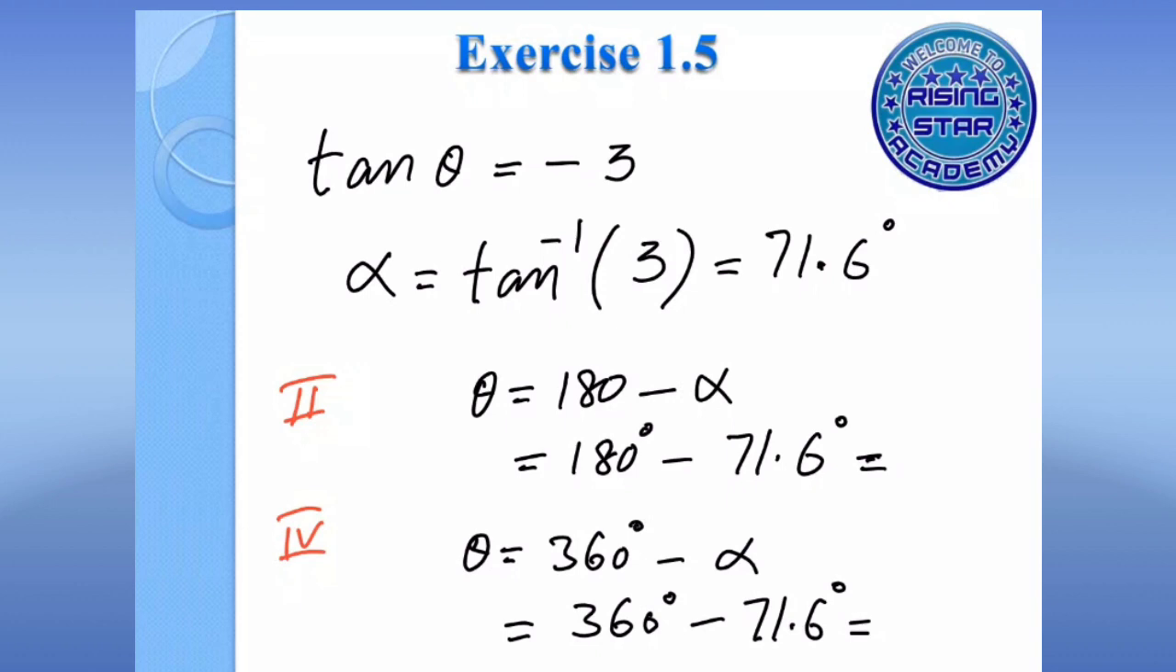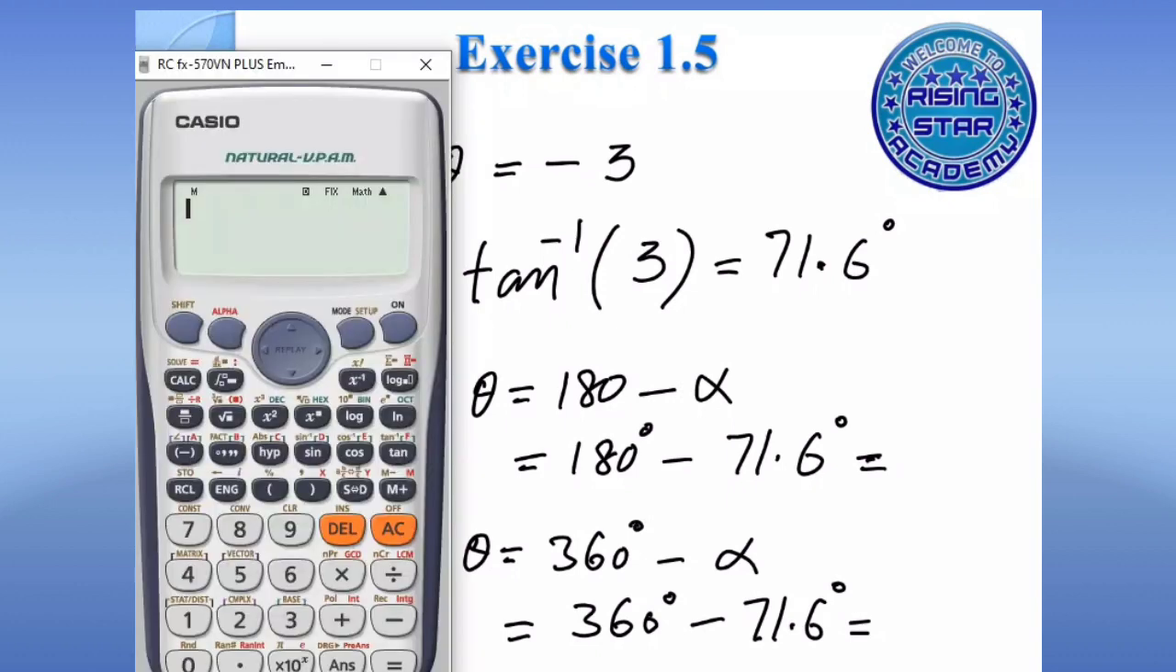So we'll calculate now. So we'll write 180 minus 71.6, and that would be 108.4. And the next one is 360 minus 71.6, that would become 288.4.